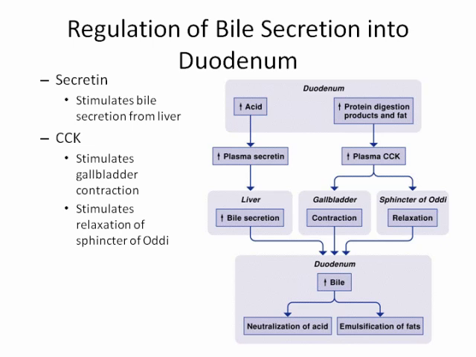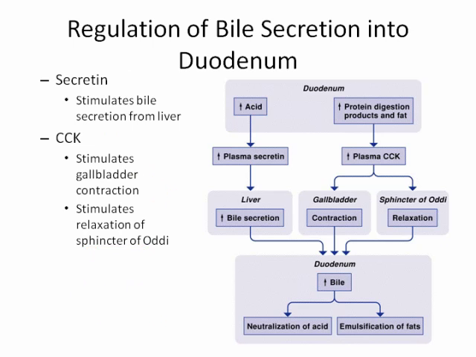Bile, we've talked about before. It's very important for breakdown of fats, and it is also regulated. Secretin stimulates bile secretion from the liver, and CCK stimulates the gallbladder to contract, which of course is going to increase the actual amount of bile that is being released into the duodenum. And it stimulates the relaxation of the sphincter of Oddi. So by contracting the gallbladder and relaxing the sphincter, it's going to increase the amount of bile that is being delivered into the duodenum.